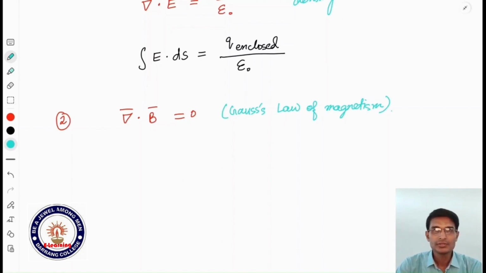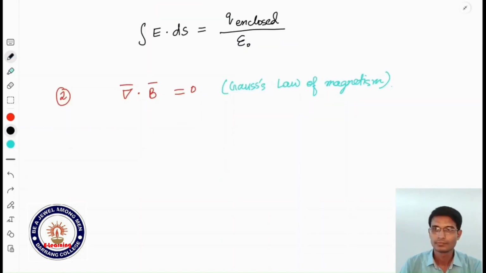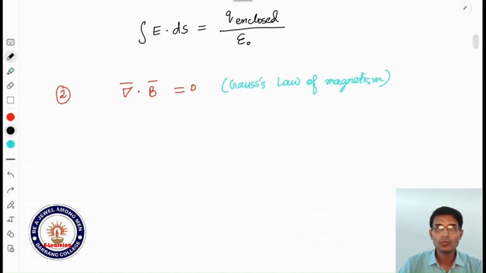Now the question is, why does this happen? The reason for this is that magnetic lines of force are always continuous. So the net magnetic field coming out of a surface is always 0. We will discuss in detail later on why this happens.